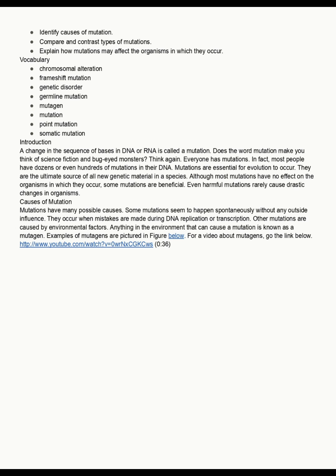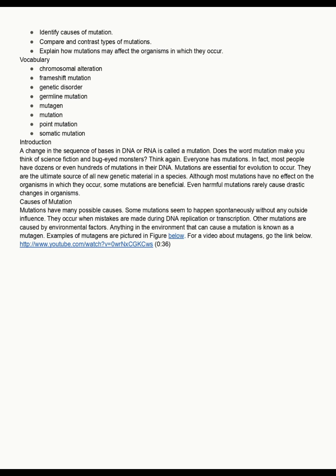Mutations are essential for evolution to occur. They are the ultimate source of all new genetic material in a species. Although most mutations have no effect on the organisms in which they occur, some mutations are beneficial. Even harmful mutations rarely cause drastic changes in organisms.